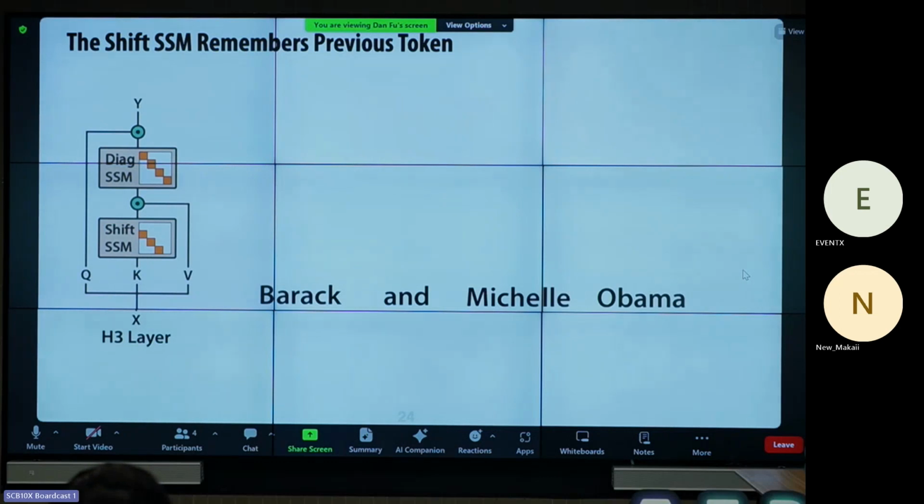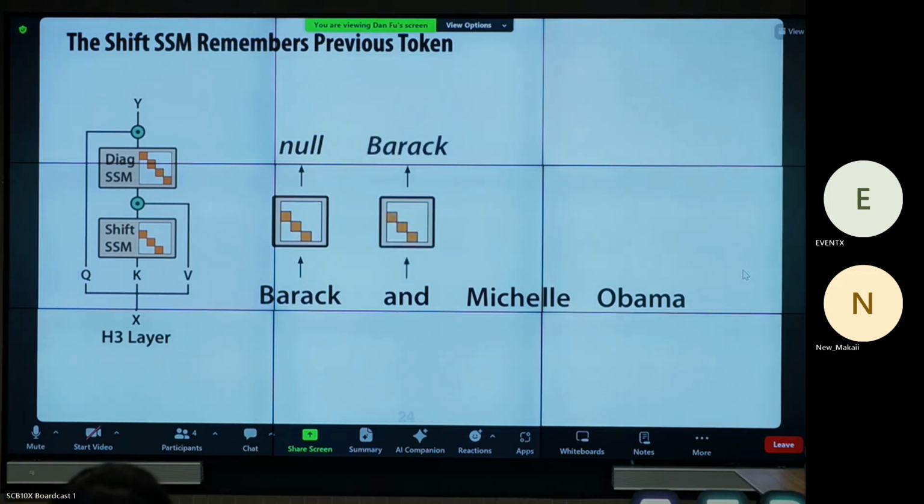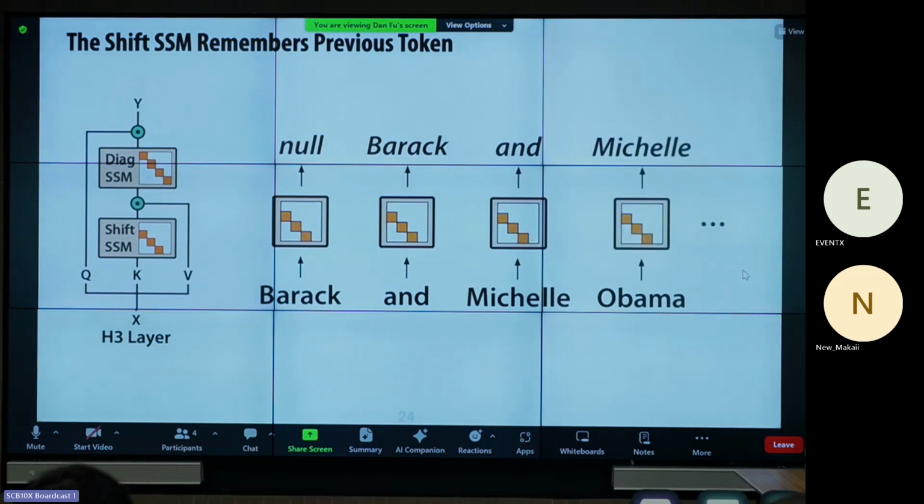This first shift state-space model can do something that is actually quite hard for other state-space models to do, which is just remember what the previous token is. For example, in the sentence "Barack and Michelle Obama," for the first token we're not going to have anything because we didn't have anything before. When we see the second token, we're going to output the previous token. So we output Barack, then it will output And, then it will output Michelle, etc.